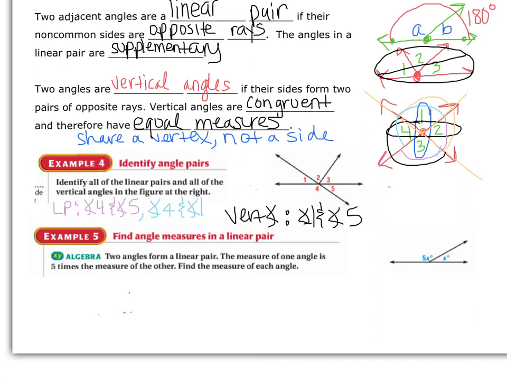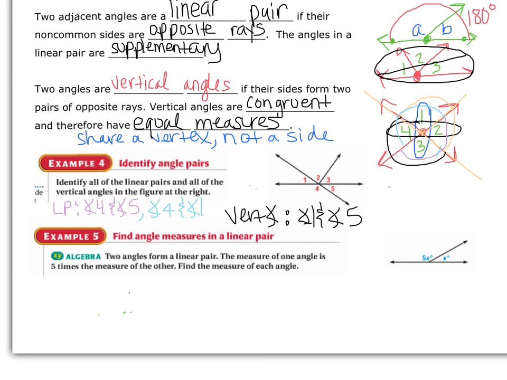Let's see if we can find any other ones. If I go to 2, is there anything directly opposite from it that is the same exact size? 2 and 4, 4 is a lot bigger than 2. Do you see how 2 looks like it's a right angle? And 4 is definitely obtuse, so those do not match. 3 and 4 don't match. Okay, so 1 and 5 is our only pair of vertical angles.